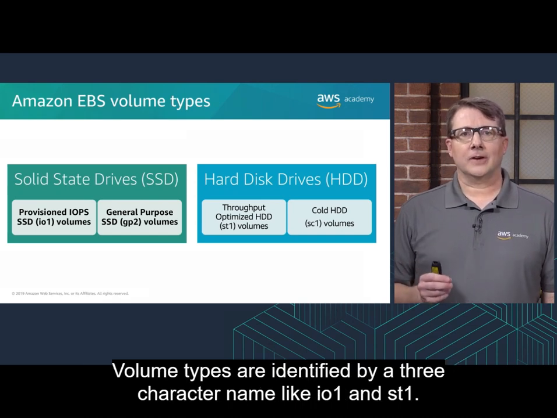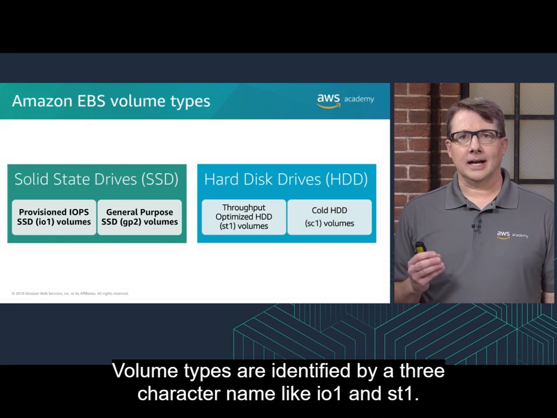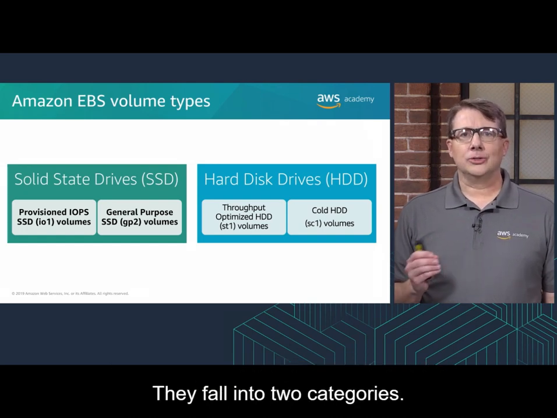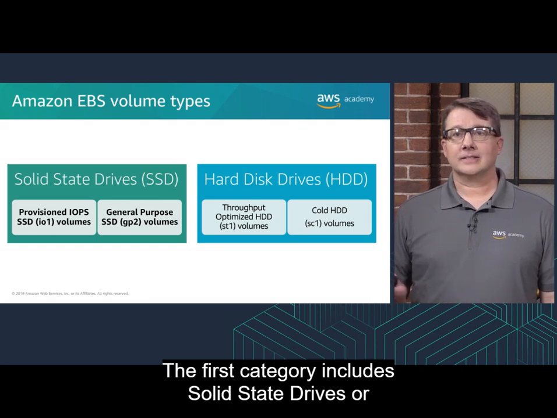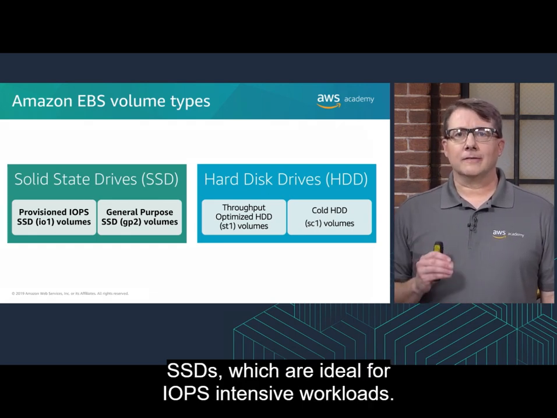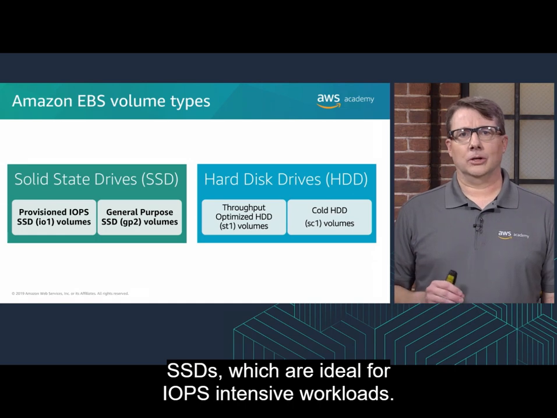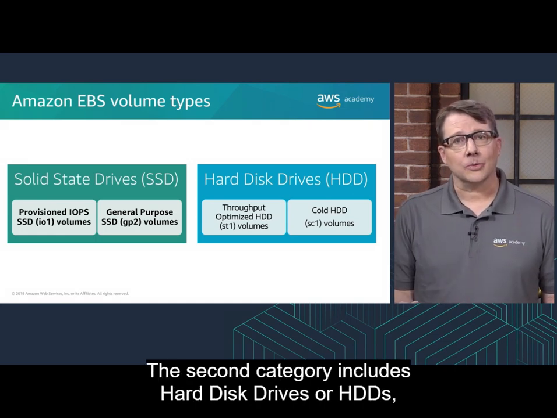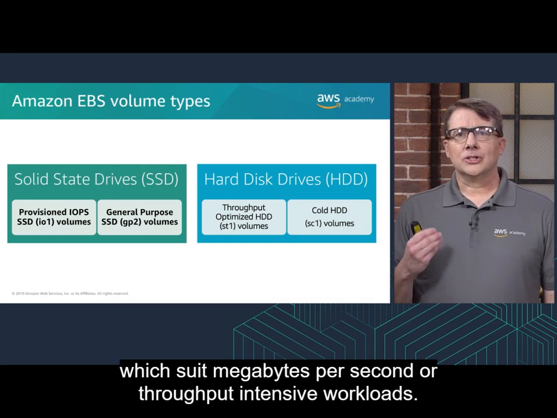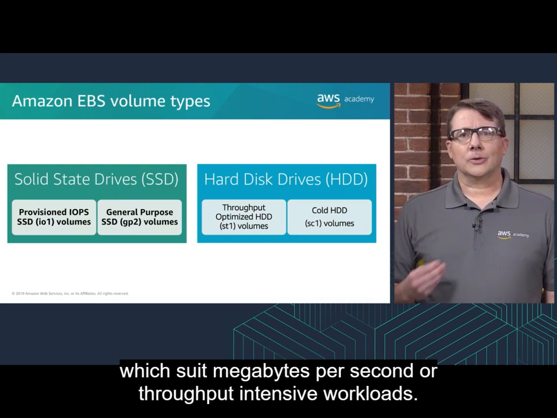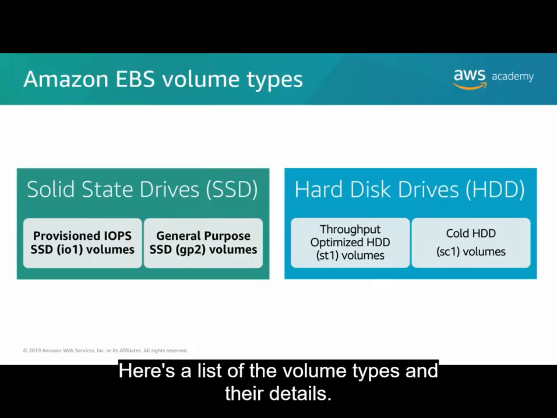Volume types are identified by a 3-character name, like IO1 and ST1. They fall into 2 categories. The first category includes solid-state drives, or SSDs, which are ideal for IOPS-intensive workloads. The second category includes hard disk drives, or HDDs, which suit megabytes per second or throughput-intensive workloads. Here's a list of the volume types and their details.